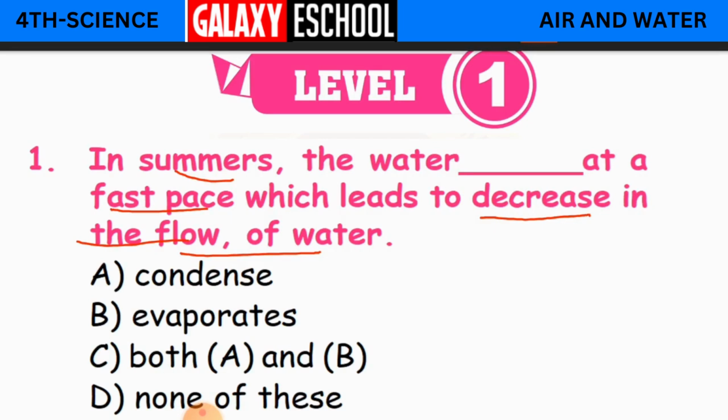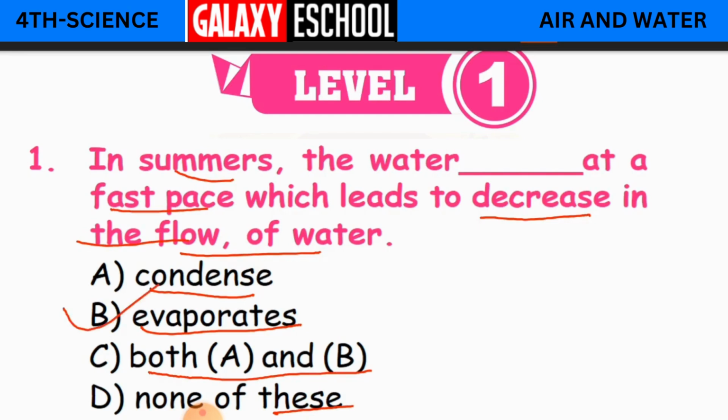And the options are condense, evaporates. C is both A and B, that is condense and evaporates. D is none of these. So the answer is evaporates, B option.